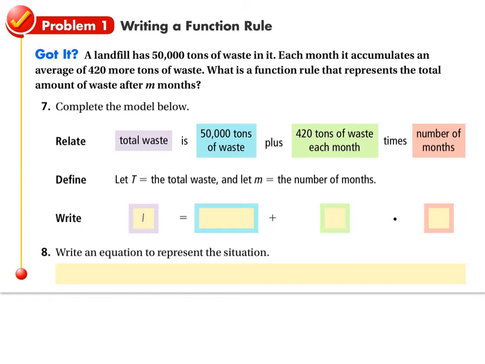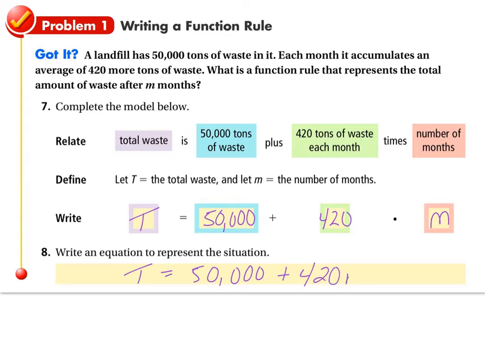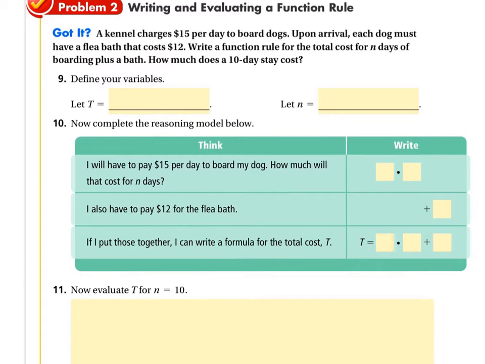Let's let T equals our total waste, and that equals 50,000 plus the 420 each month. So our equation is T equals 50,000 plus 420 M. A kennel charges $15 per day to board dogs. Upon arrival, each dog must have a flea bath that costs $12. Write a function rule for the total cost of n days of boarding plus a bath. Then we will determine the cost of a 10-day stay.